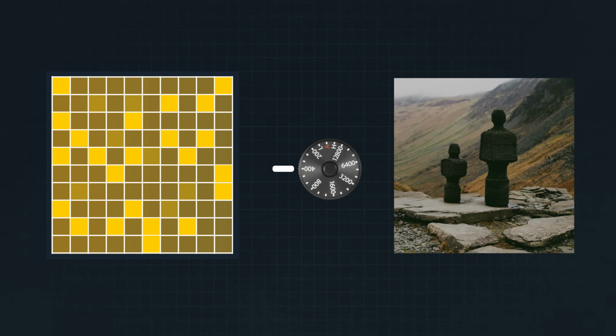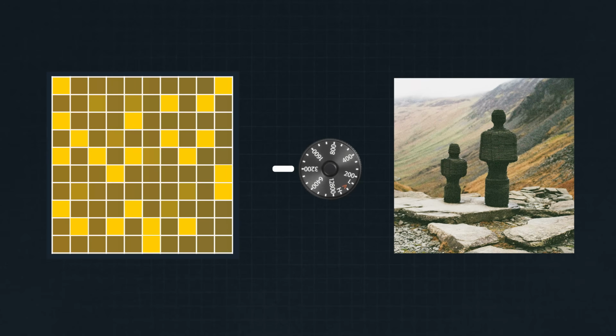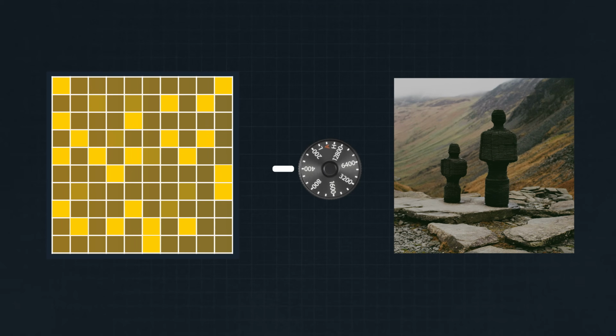All ISO is doing on our cameras is amplifying the signal that's coming from our pixels. So when you raise your ISO, the noise that's already there becomes more apparent because we're just amplifying what already exists. That's what's called shot noise, and we resolve it by throwing more light at our sensor.